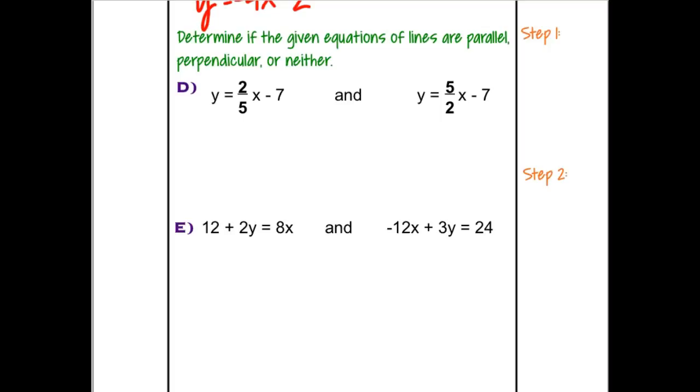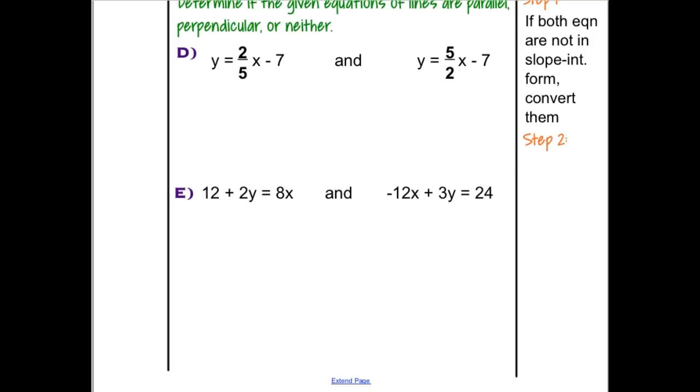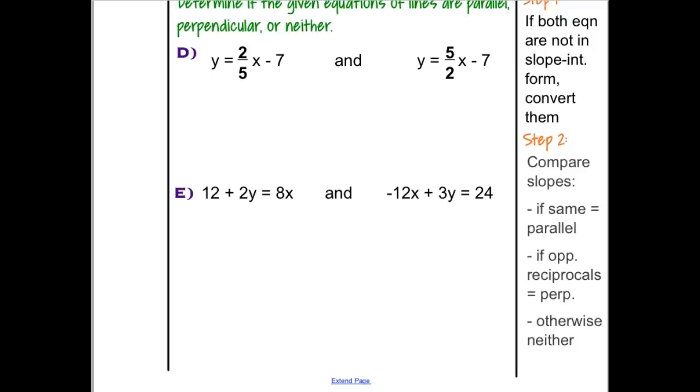Now the last piece is being able to look at a set of equations and determine if they're parallel, perpendicular, or neither. So the first step of things, which if I haven't mentioned it already, if I write steps off to the side, you want to make sure those get in your notes because they're important. So if both equations are not in slope-intercept form, convert them. If they are in slope-intercept form, then you're going to compare the slopes. If the same slope, then they're parallel. If opposite reciprocals, they're perpendicular. Otherwise, they're neither.